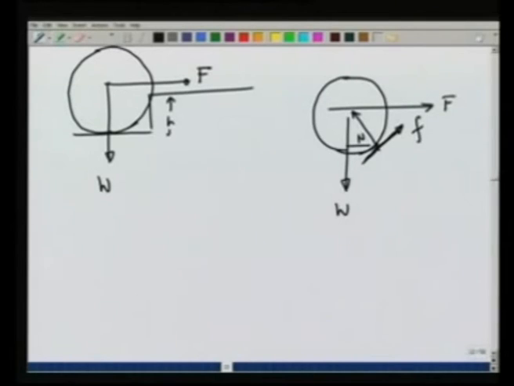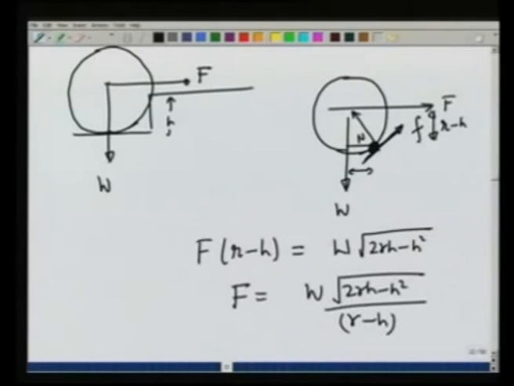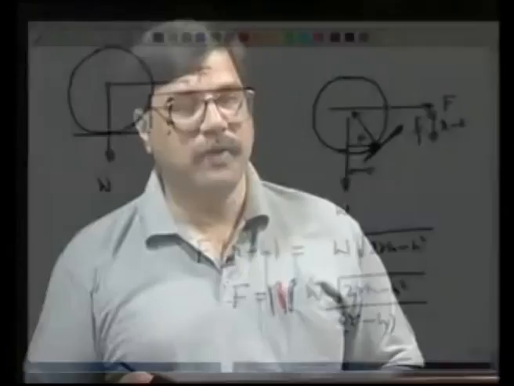To find F, it is very convenient to take this point as the origin and balance torque about it. That would straight away give, in order for equilibrium, F times (R minus h), because this distance is R minus h, equal to W times this distance, which if you work out comes out to be square root of 2Rh minus h square. And therefore, the force that I apply should be equal to W times square root of (2Rh minus h square) over (R minus h). That should be enough to take it over the step.